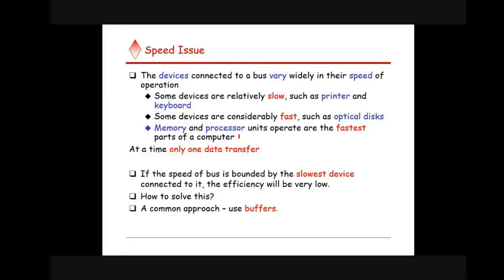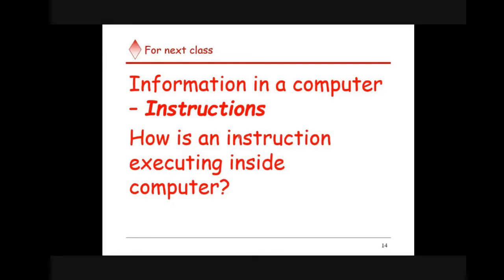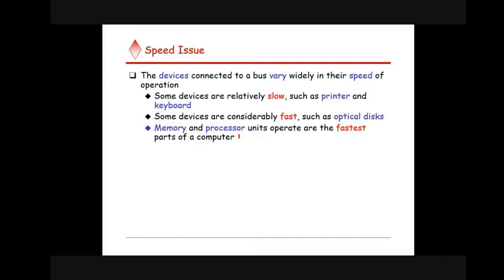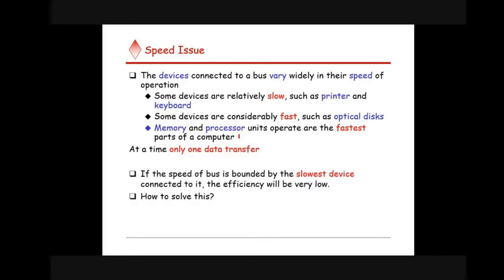Okay, this is all about today's session. We have studied two things. One is what the different functional units of a computer are. After that, we discussed what you mean by a bus structure, a single bus structure. This diagram is also important. What is a single bus structure? After that, what are the drawbacks of this single bus structure? How can you solve it? So those are the things for today's session.